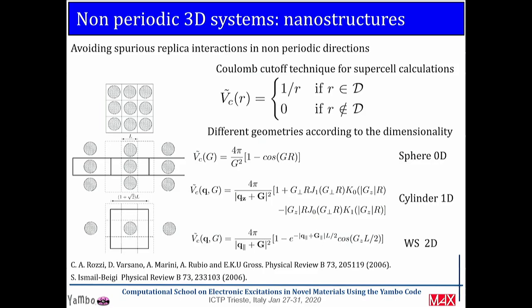Care has to be taken with the limit for Q equals 0, G equals 0 of this potential. Here you don't have any problem, but here you have divergences that are no longer 1 over Q squared, but 1 over Q in this case. It is logarithmic in this other case, so you should take some caution when dealing with the limit Q equals 0. That's when you're interested in calculating optical absorption.